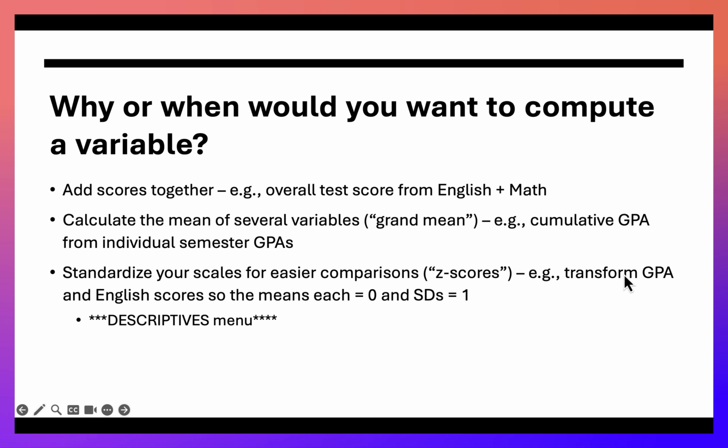We'll use, let's say, GPA and English scores as an example of z-scoring. The idea is that by doing this transformation, we are going to make new variables that represent GPA and English scores, but each one will be on the same scale where the mean is equal to 0 and the standard deviation equal to 1. And we do this not through the compute command. SPSS, for whatever reason, the programmers have it through the descriptives menu. So let me show you how to do that now.